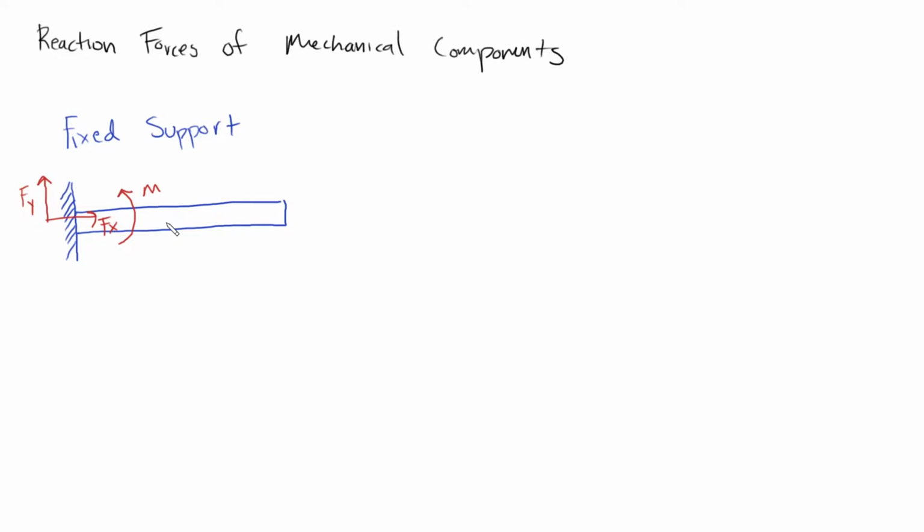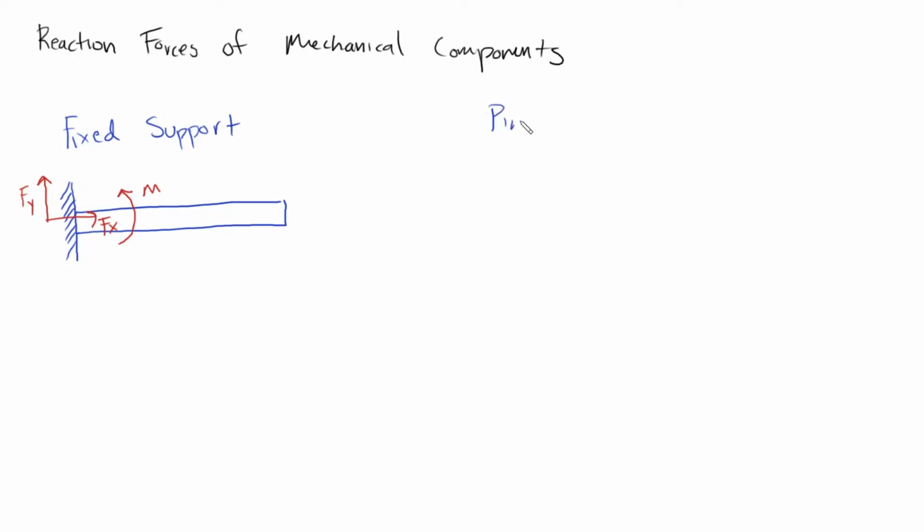So in essence, there's two components. There's a reaction force in the x direction and the y direction, and then there's a moment being applied as well to prevent rotation. So the next thing we're going to look at is a pin support.